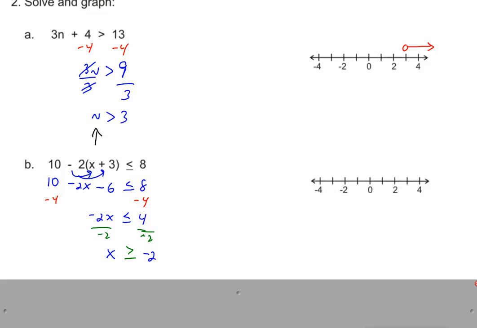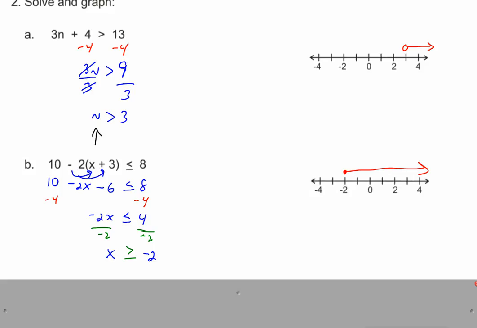So in this case, I'm going to put a dot over the negative 2 because the negative 2 is included. Because negative 2 is greater than or equal to negative 2. So whenever the number is included, we put a dot. When the number is not included, we put an open circle. So dot over the negative 2, arrow to the right. How many got that right? Awesome, because you're amazing.